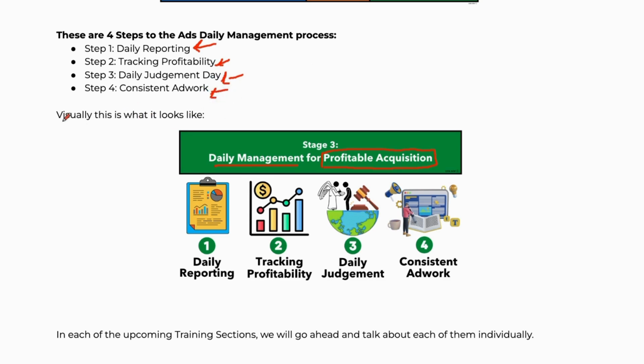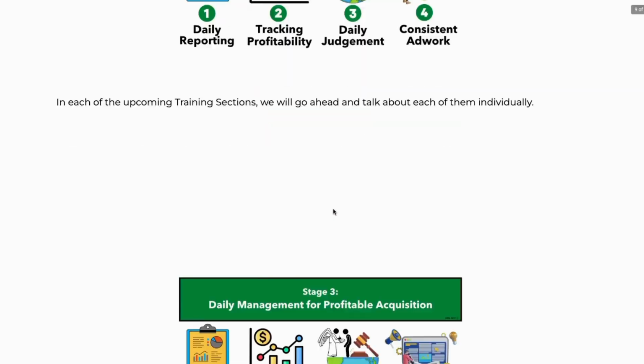What that basically looks like visually is this right here: daily reporting, tracking profitability, daily judgment, and then consistent ad work. And in each of the upcoming training sections, we are going to start to divide up and break down each of these 4 steps individually. Does that make sense? I hope so. And so these 4 steps make up what the daily management process is all about.